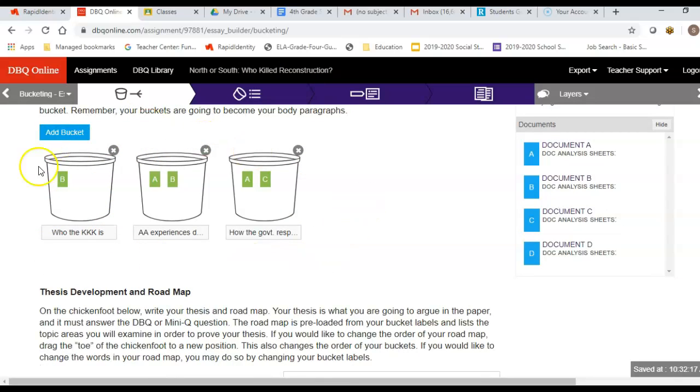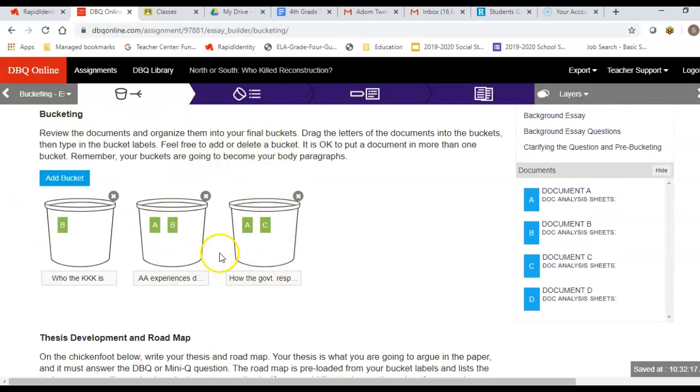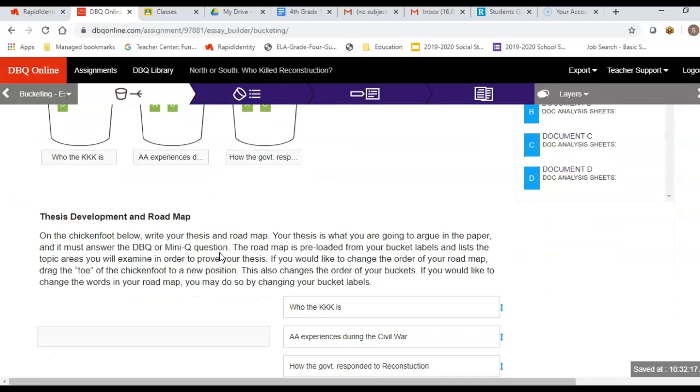You can use this as an example in the model, but you don't have to use the same exact thing that I have. I would actually rather you come up with your own bucket so it can have your own voice to it. So after you're done with this part of it, you move on to your thesis. Does anybody remember what a thesis is? Right, your thesis is the answer to the question. And the question is, who killed Reconstruction?